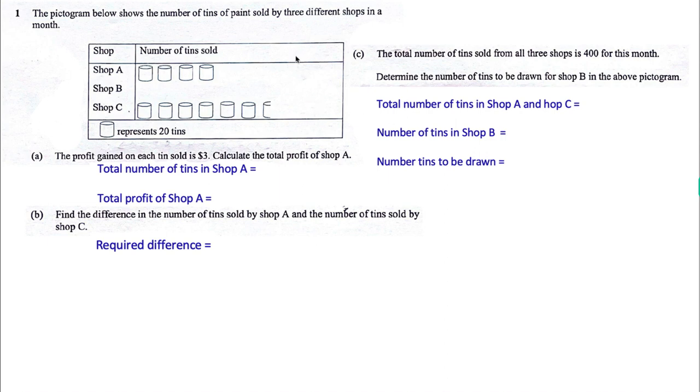for Year 2 students. In the first question, we have a pictogram. Now, when we look at the pictogram, the most important thing is what each picture represents. So in this case here, one tin represents 20 tins. So we could actually see the number as 20 for each tin.